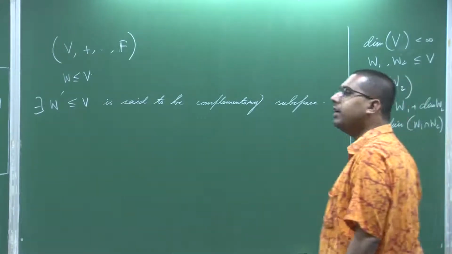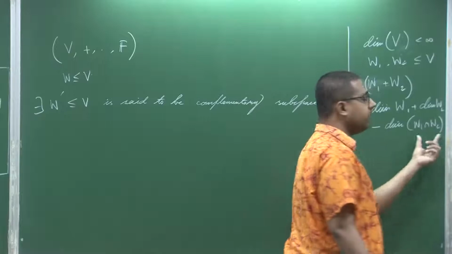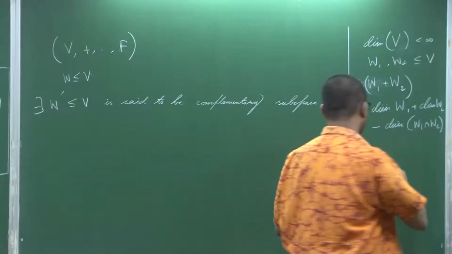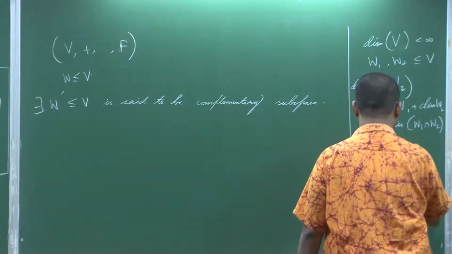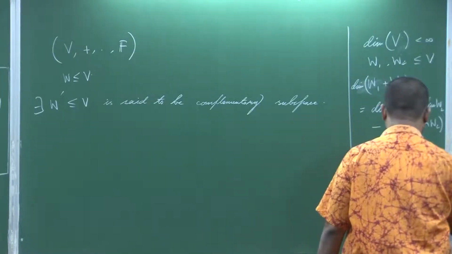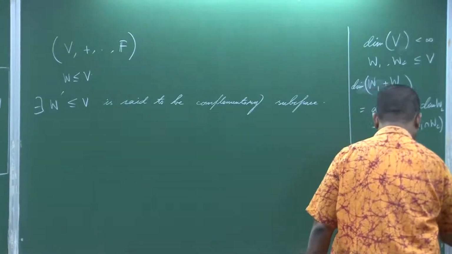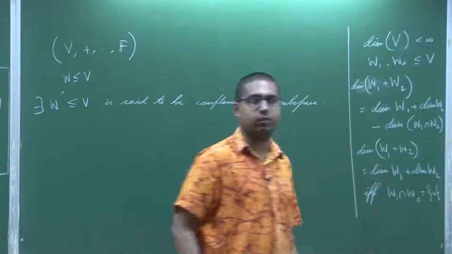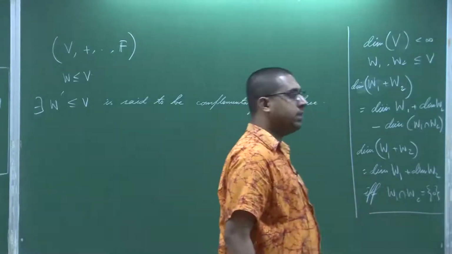So, it is very tempting to consider that the dimension of the sum should be the sum of the dimensions. That happens if and only if the dimension of the intersection is trivial. So, the dimension of the sum equals the sum of the dimensions if and only if W1 intersection W2 is trivial, right. So, the dimension of that is 0. So, this is for two subspaces.